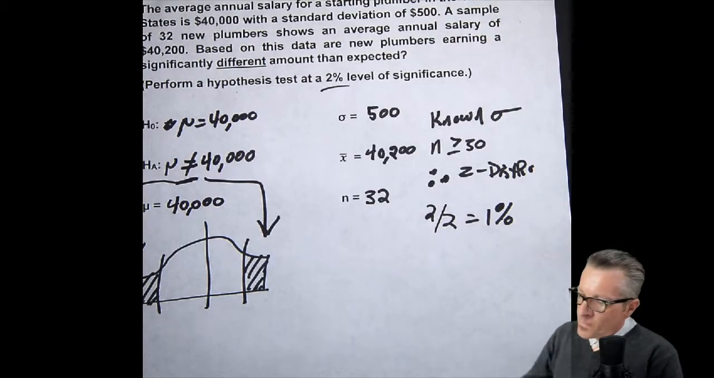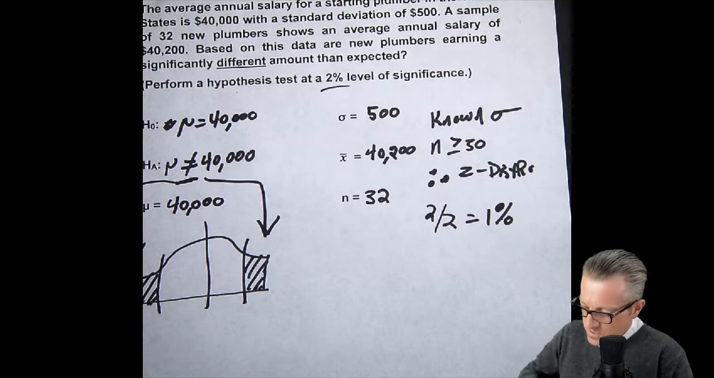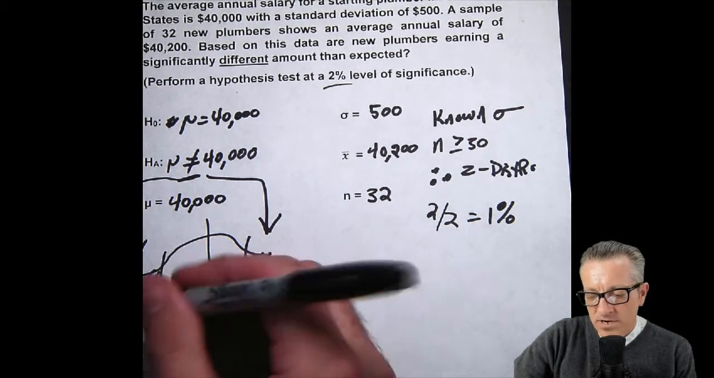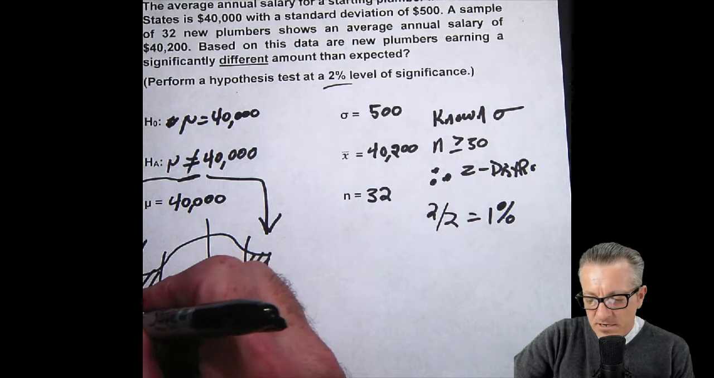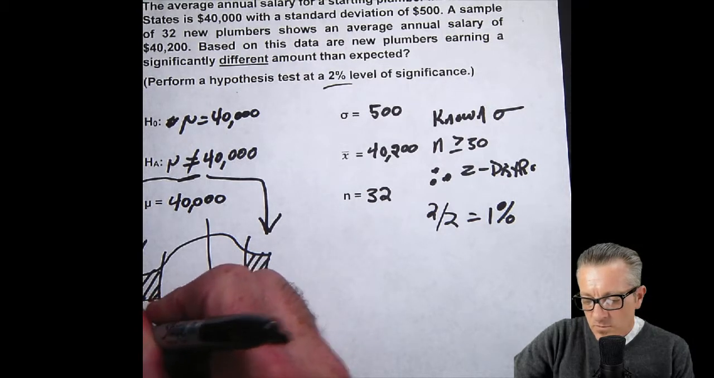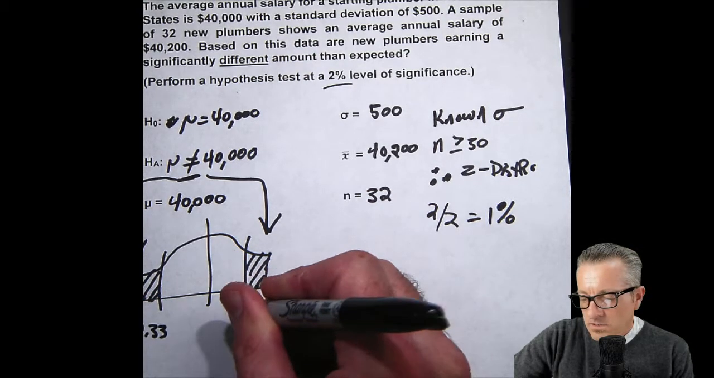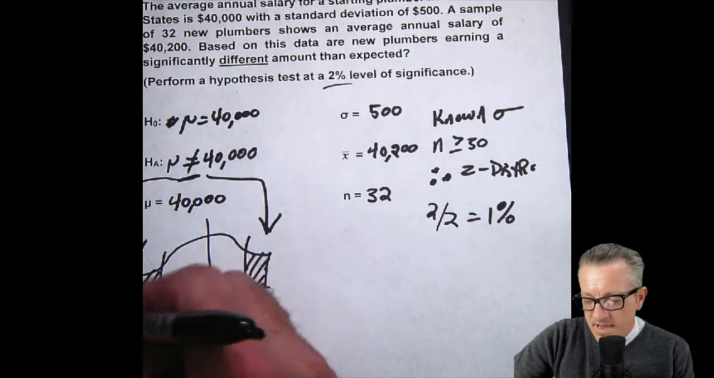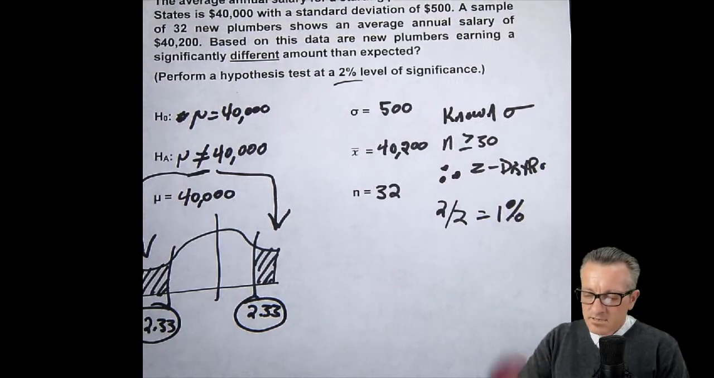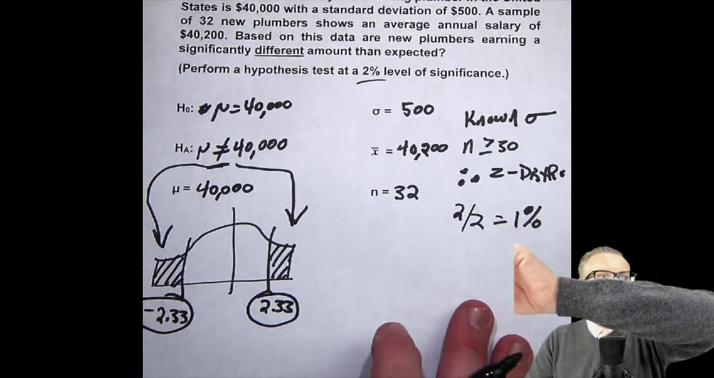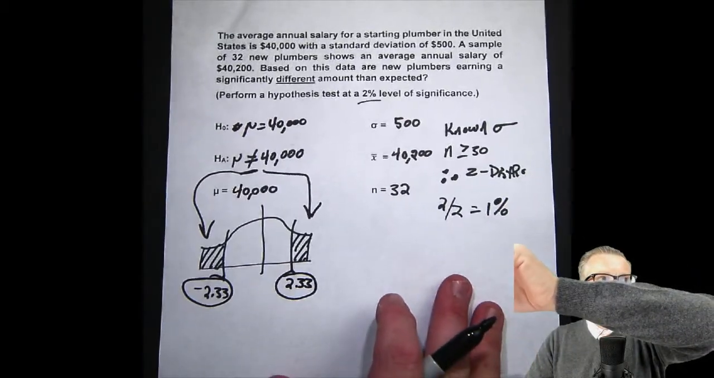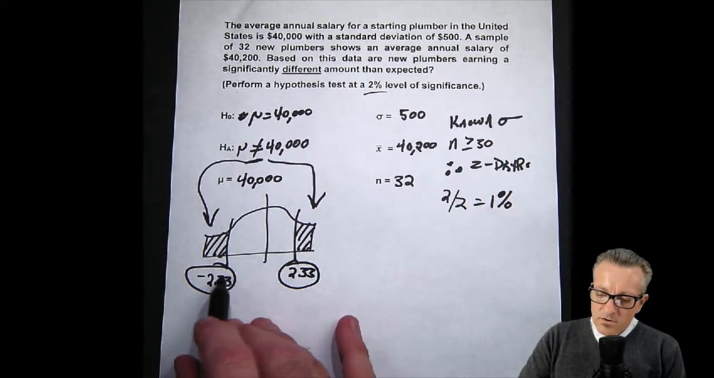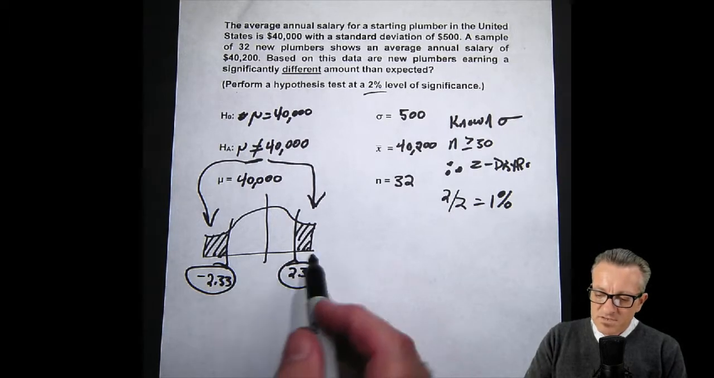Okay. So what we do is we put it right here. Now we can put negative. Negative shows directionality. So negative 2.33 and then 2.33. It's only the absolute difference or direction from the mean, that negative shows us which way we're going. Okay, so now we know what our rejection zone cutoffs are.